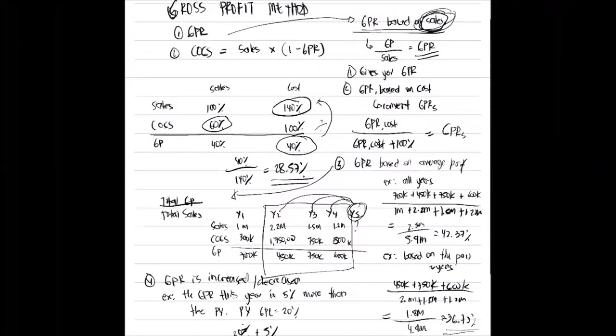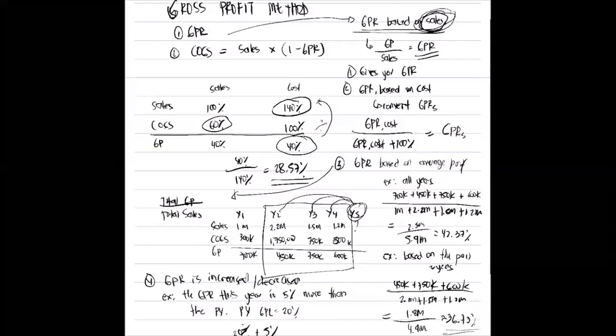Okay, so how do we compute for GPR? Gross profit divided by sales, that is your GPR. But normally, it is either given by the problem, or the GPR is based on cost, so we need to convert it, or the GPR is based on average performance, so we need to compute, or the GPR is either an increase or decrease of a previous year GPR or a GPR given. So what we do is we just affect the increase or decrease on the GPR to compute for our gross profit rate.